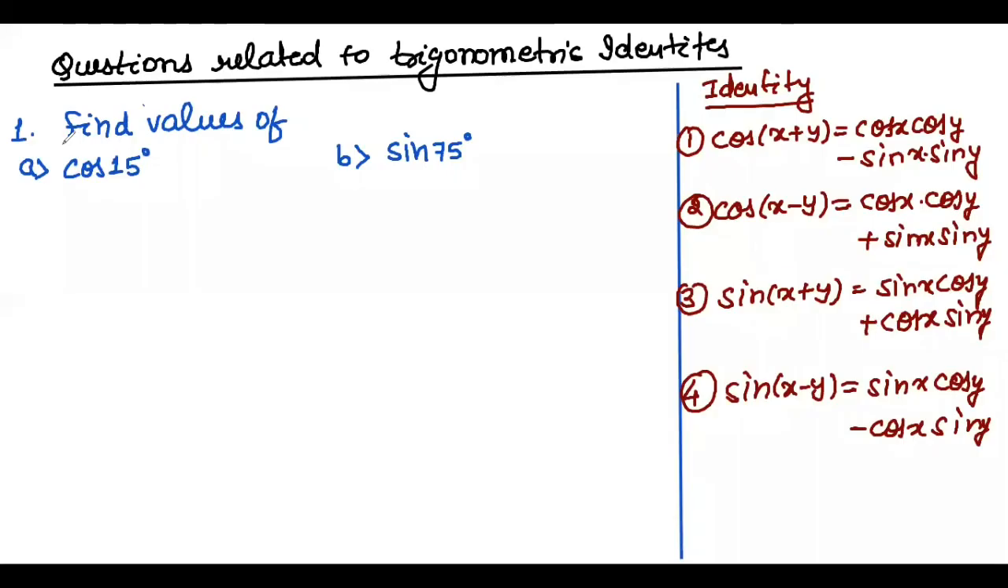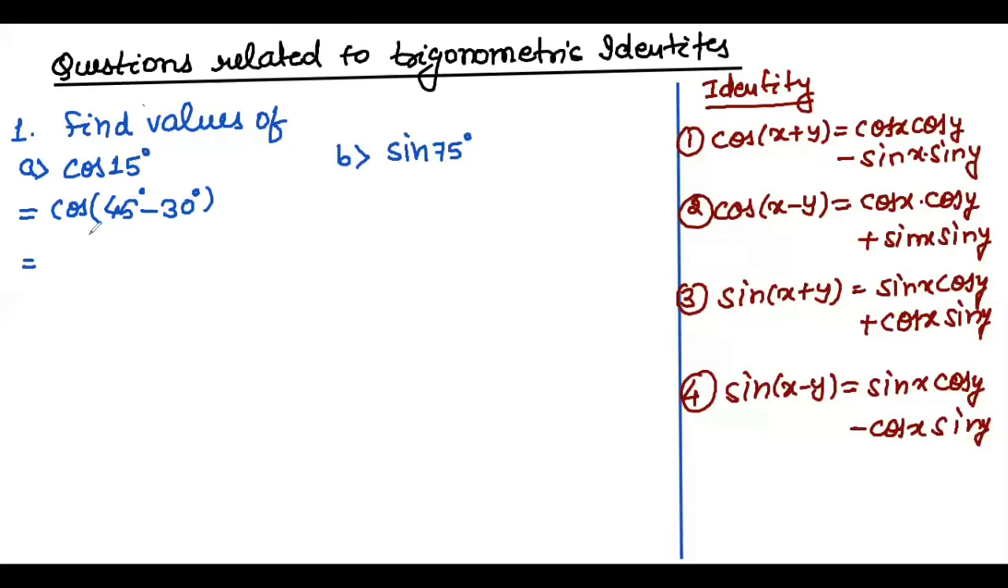So first question I'm taking here, applying the identity. The first question I have taken is based on the first 4 identities. Cos 15 degree value we have to find out. Directly we can't find cos 15 degree value, so we can split this angle. We can write cos 15 as cos of 45 degree minus 30 degree. Actually we have to take the angles that we know. Cos 45 we know, cos 30 also, similarly sin 45, sin 30. So based on that we have split 15 as 45 minus 30.